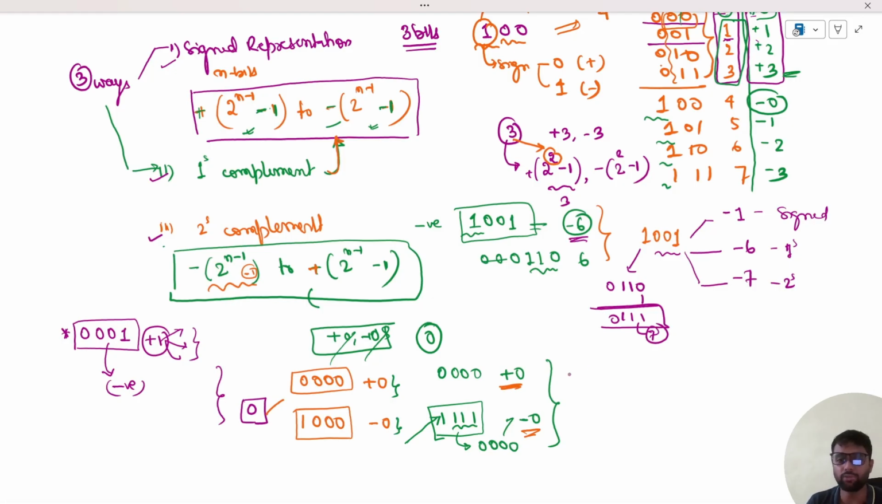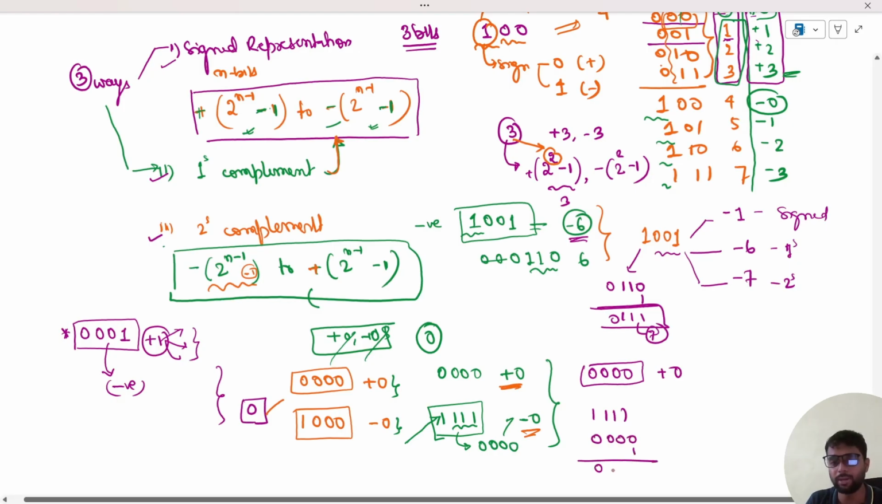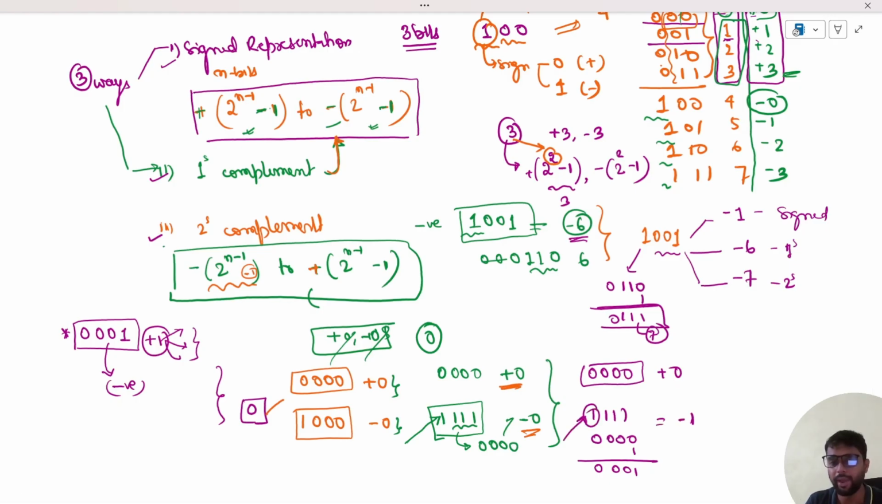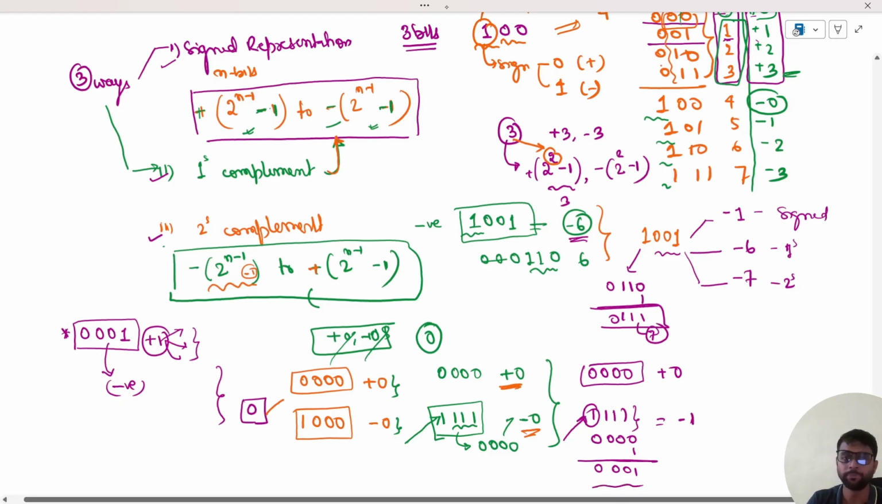But for the case of 2s complement, if this is 0 and this is 1, 1, 1, what does this represent? Plus 0, and this represents what? Take the 1s complement and add 1 for 2s complement. This is nothing but 0, 0, 1. So this is nothing but minus 1. This is a negative number as indicated by 1 in the MSB bit, and this represents basically the 2s complement of this, which is 1. So the number is minus 1. Now you see, we have only one representation for 0, that is on the plus side, and there is no minus 0. Instead, we have a minus 1.